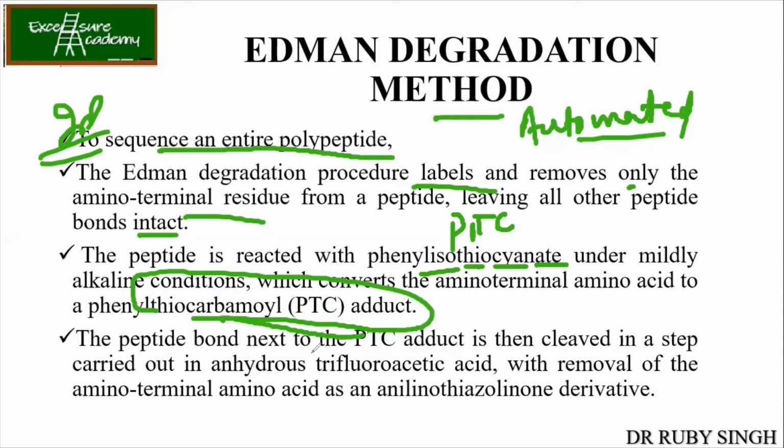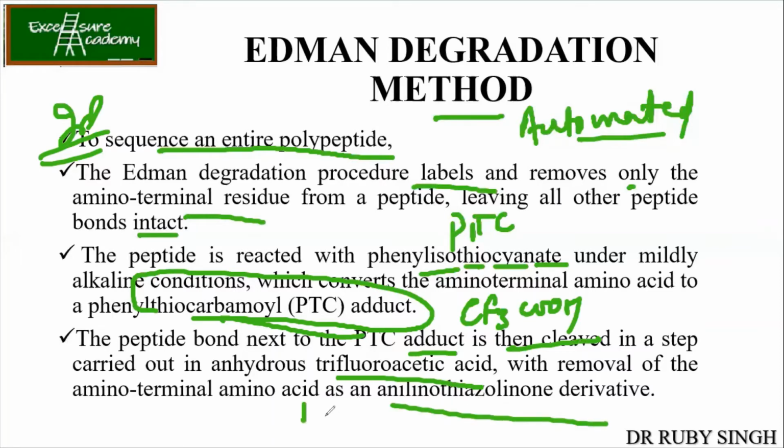Now the peptide bond which is next to the PTC is then cleaved, and it is cleaved with the help of trifluoroacetic acid. Now with removal of the amino terminal amino acid as an anilino-thiazoline derivative, this is finally detected and you get your first amino acid of your polypeptide chain.